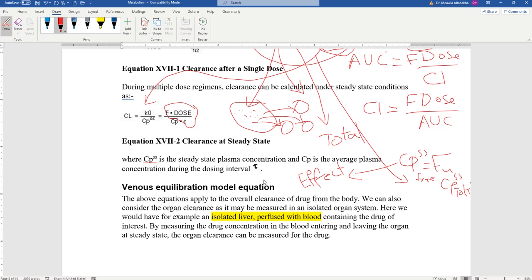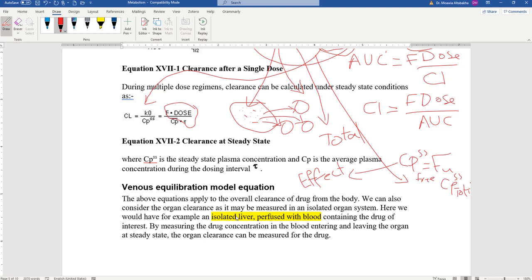Now we will be talking about the venous equilibration model equation. What we are talking about here is that we are going to think of a liver as an isolated organ. Imagine it's just an organ. Blood supply goes to this organ where elimination happens. So the equation that describes this is referred to as the venous equilibration model equation. So we will think of the liver as an isolated organ, not about kidneys or something else.